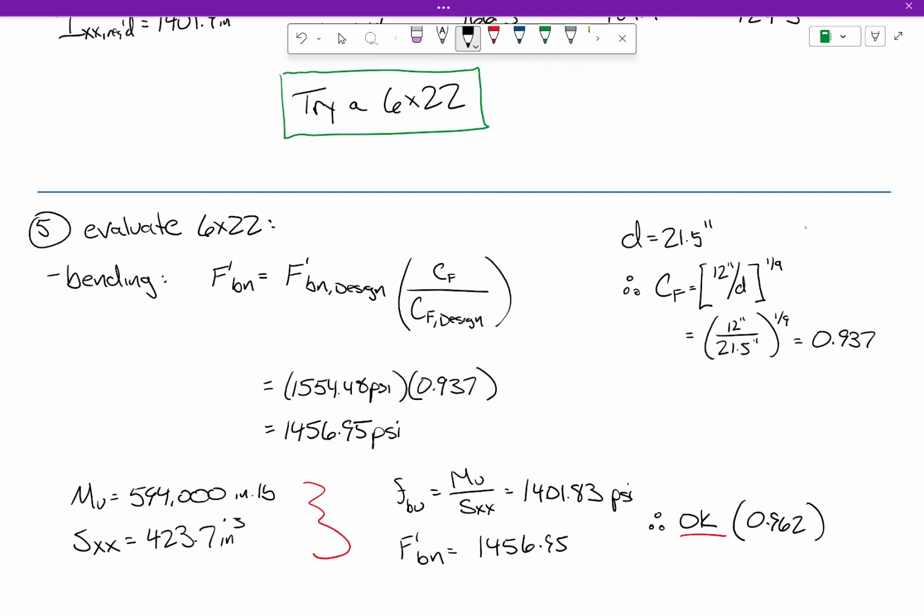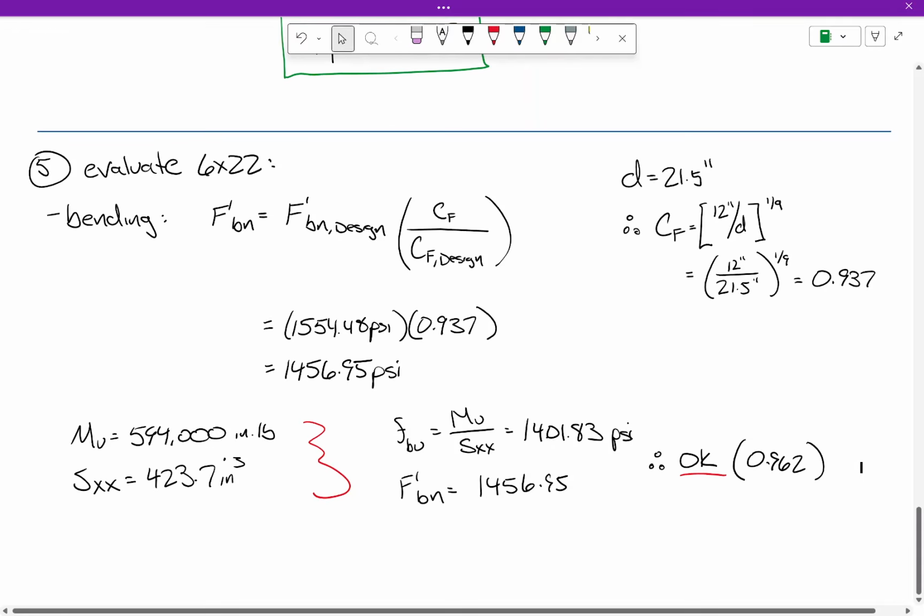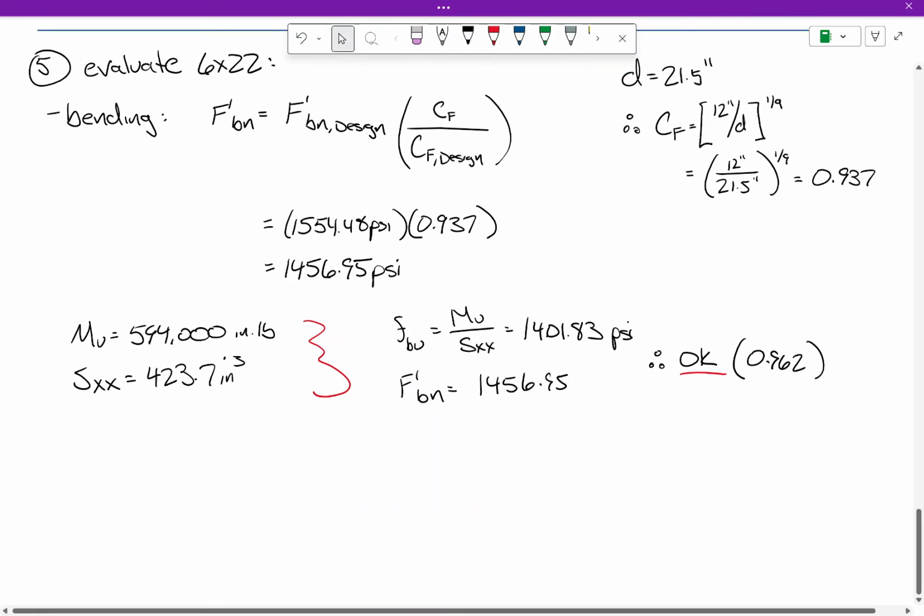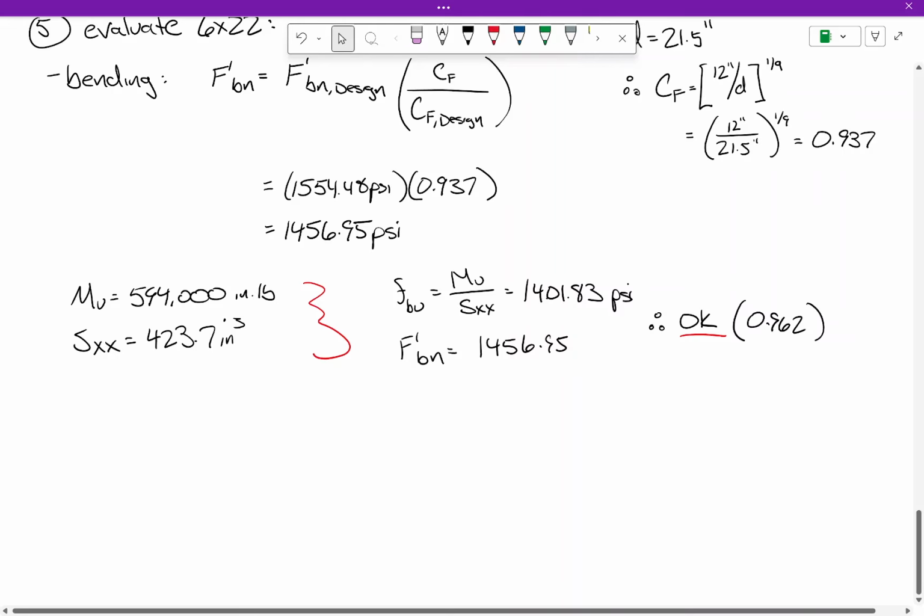I calculated the size factor over here. Remember, you're using the actual dimensions here, the actual depth dimensions, not the nominal dimensions. So we get a size factor of 0.937, multiply that, and we get this right here. So go back to our moment, go back to our section modulus. Here's our stress, here's our limit. We're good to go. So that's bending. Shear is going to be pretty quick. Shear's pretty easy.